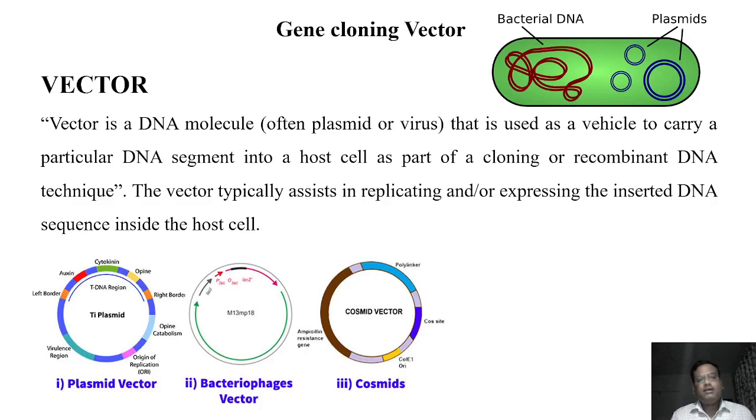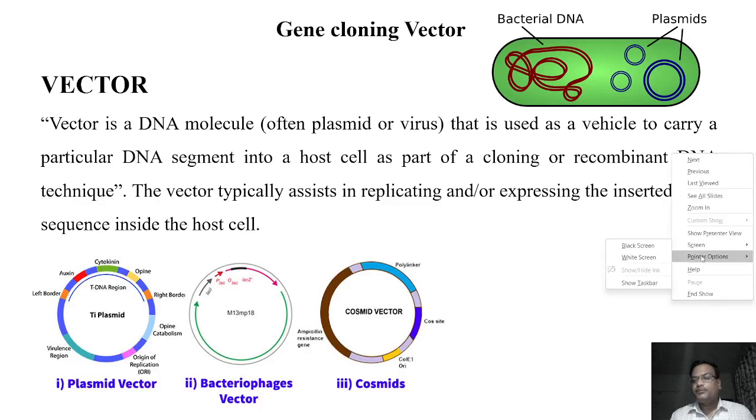So vector is a DNA molecule, often plasmid or virus, that is used as a vehicle to carry a particular DNA segment into a host cell as part of a cloning or recombinant DNA technique. The vector typically assists in replicating or expressing the inserted DNA sequence inside the cell. So there are different types of vectors which are used.